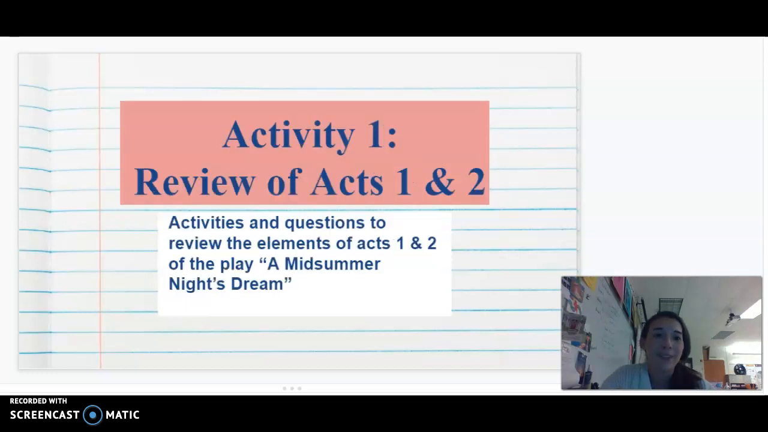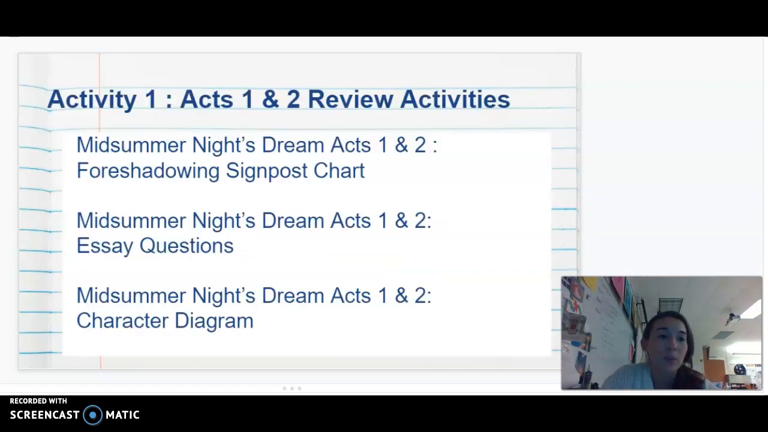All right, moving along. Activity 1, we have review of Acts 1 and 2 activities for Monday. Activity 1, Acts 1 and 2 review activities include a foreshadowing signpost chart, so you took notes on foreshadowing, and now we're going to use that information to analyze Acts 1 and 2 of Midsummer Night's Dream. There are also 3 essay questions for Midsummer Night's Dream, Acts 1 and 2 in this folder as well. And there is a character diagram for Midsummer Night's Dream, Acts 1 and 2 that you will complete a drawing or sketch of and then submit your picture to the discussion.